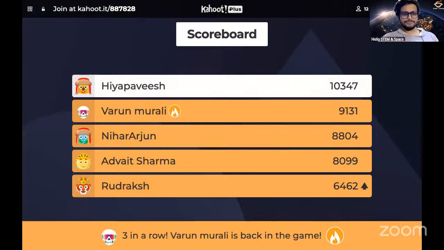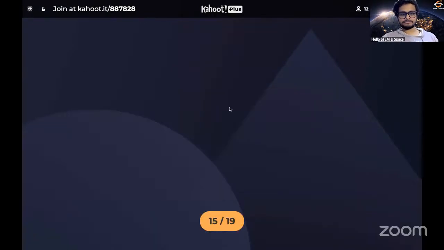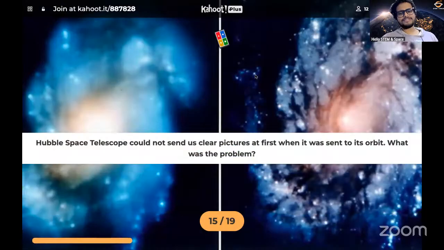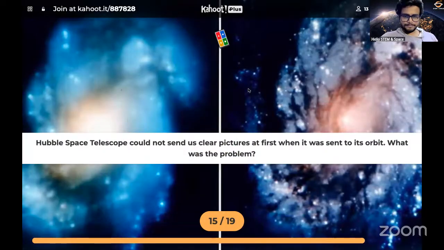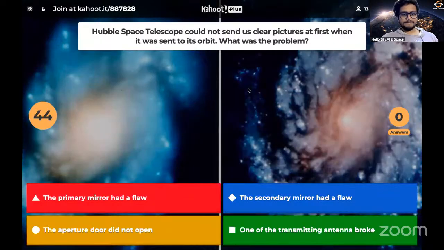Not much changes. Rudraksh has again climbed onto the board. Let's see the next question. Hubble Space Telescope could not send us clear pictures at first when it was sent into orbit. What was the problem? The primary mirror had a flaw, the secondary mirror had a flaw, the aperture door didn't open, or one of its transmitting antenna broke.